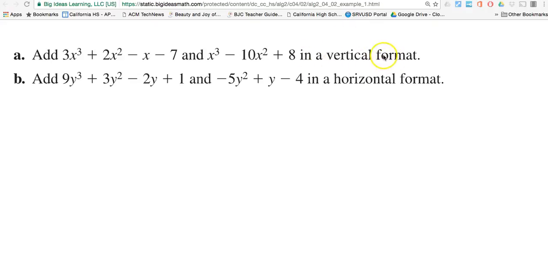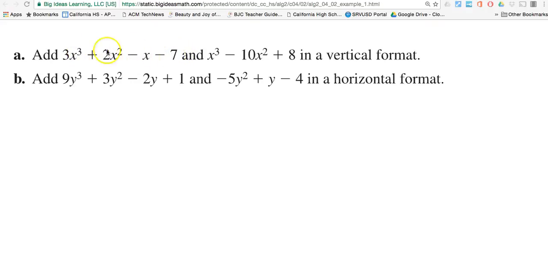In the vertical format, you stack your polynomials on top of each other, and in your horizontal, you line them up in a straight line and then combine like terms. So let's look at vertical format first. Now, what you're going to do is write each polynomial out one on top of the other. One thing I want to point out is you need to write them in standard form, which means descending order from greatest to least exponent.